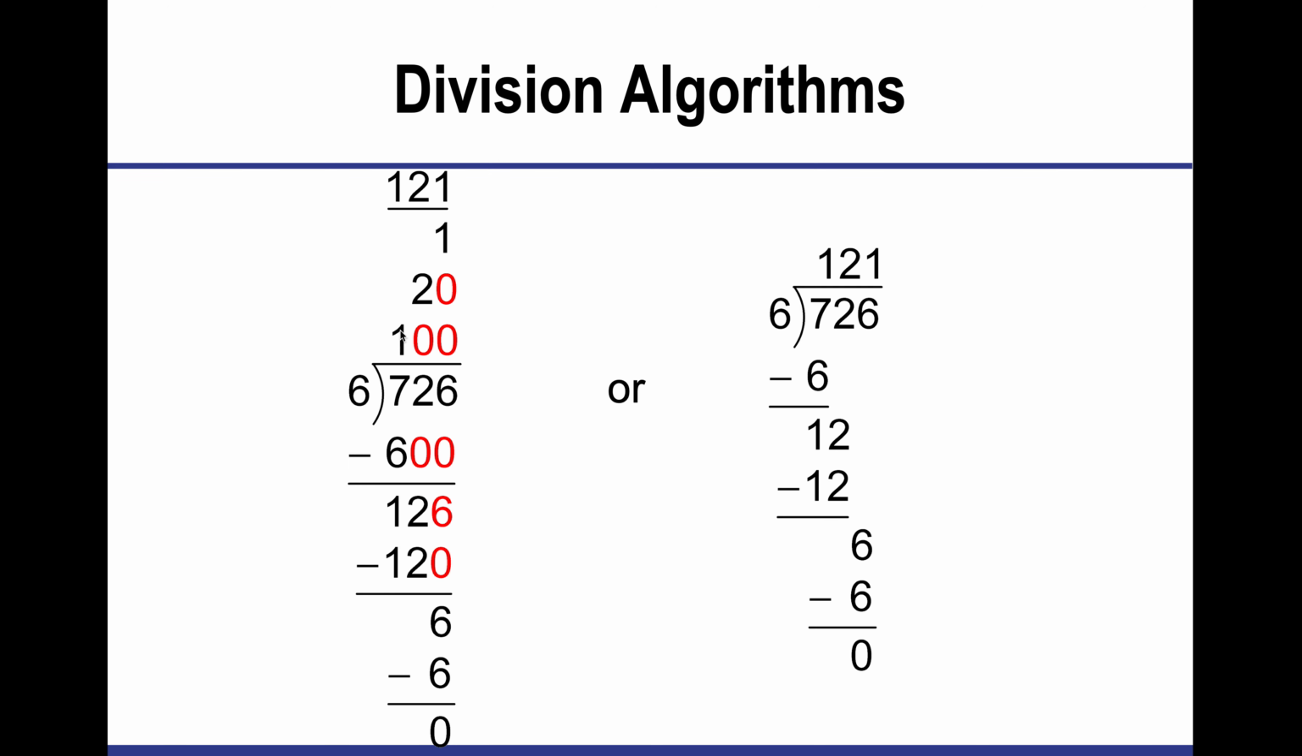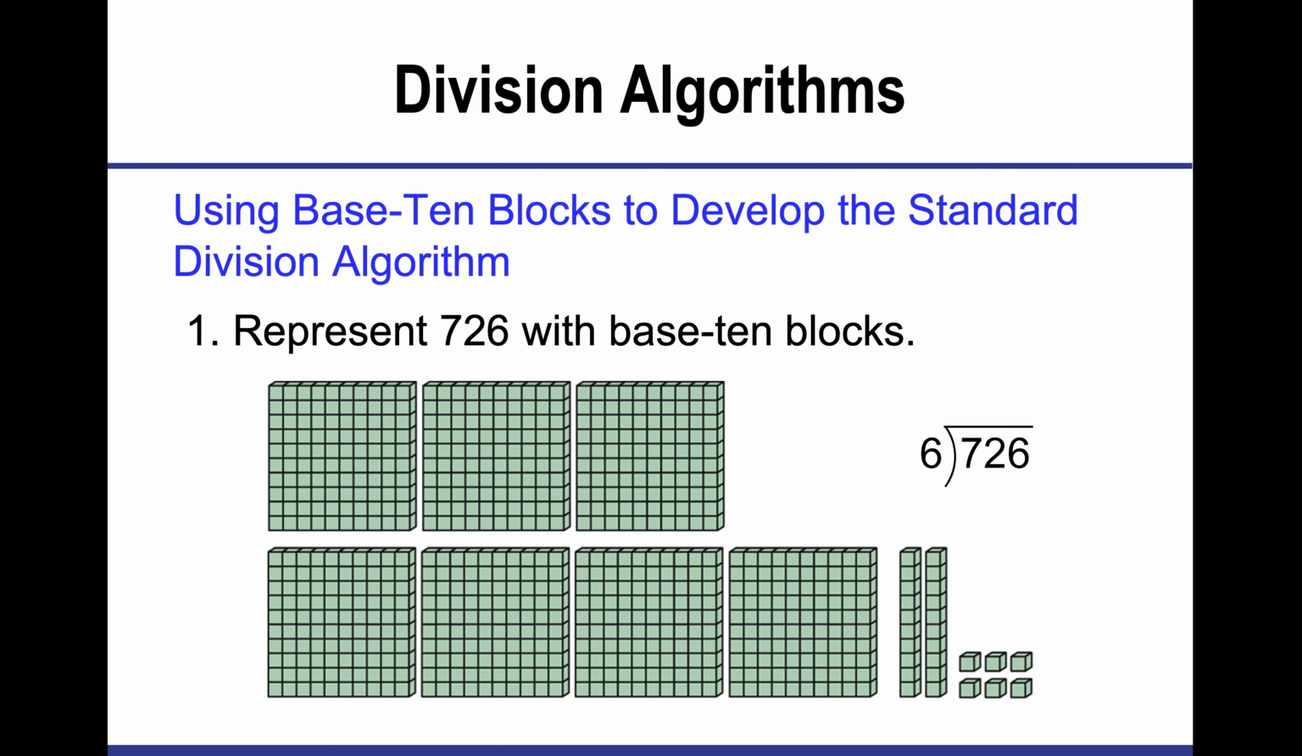So if they would rather divide that way and say, well, 6 goes into 7 one time, that's the 100 is what it's got. And then it's going to go into 12 2 times with a 0. That is better for students who might struggle a little bit with place value.